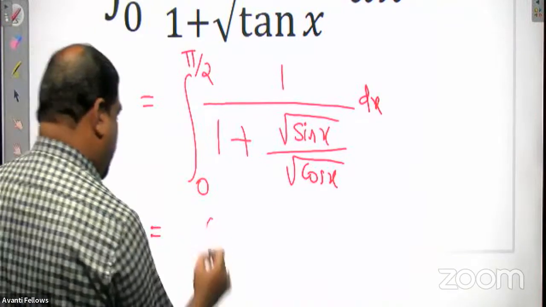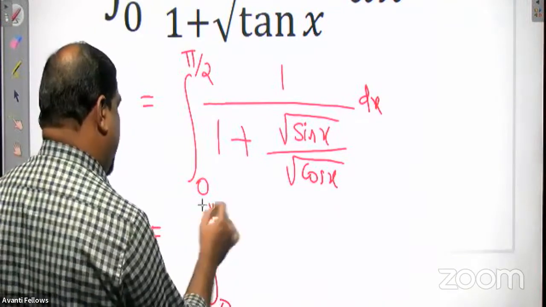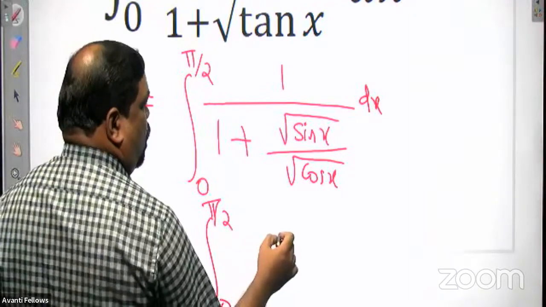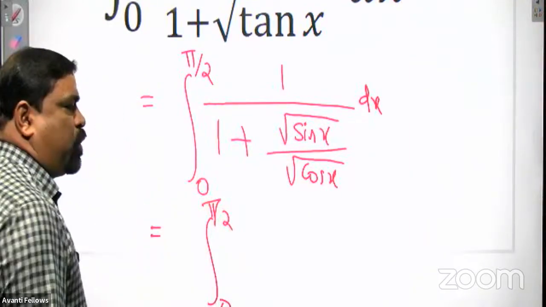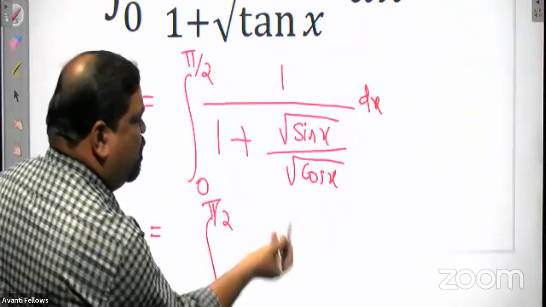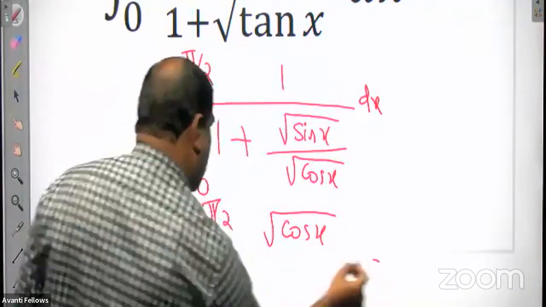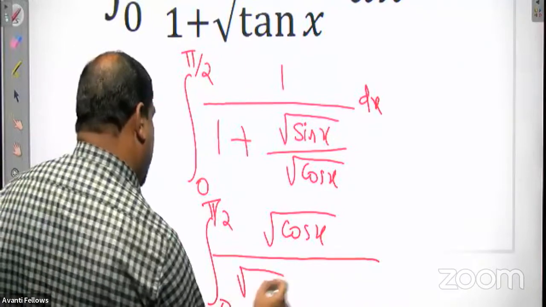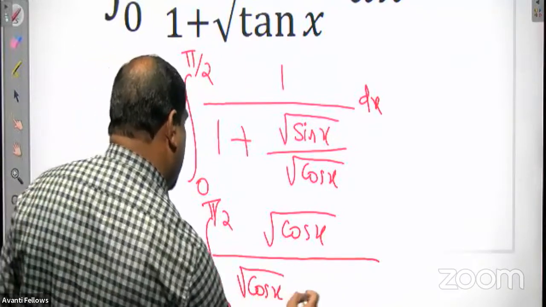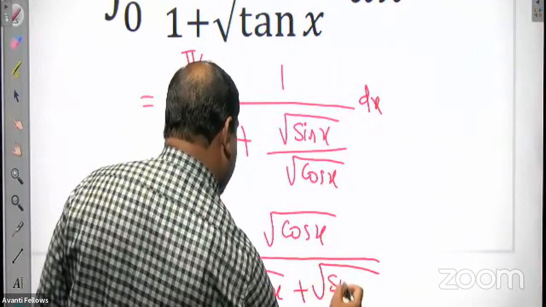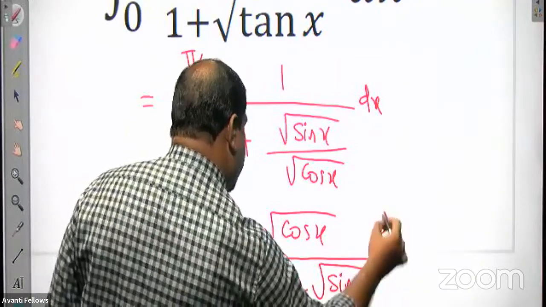And that is equal to integral from 0 to pi by 2. Simplify the denominator, cross multiplying, etc. Then root of cos x will go in the numerator: root of cos x all divided by root of cos x plus root of sin x dx.